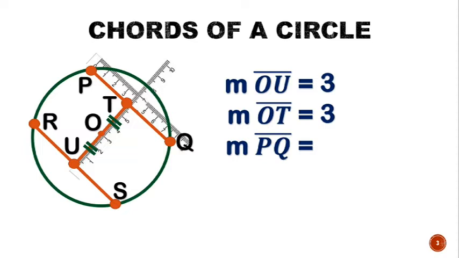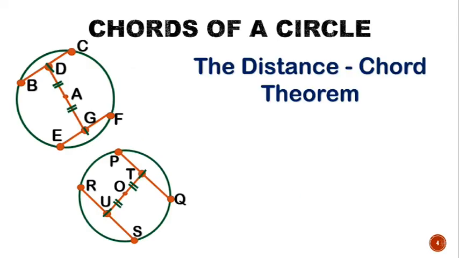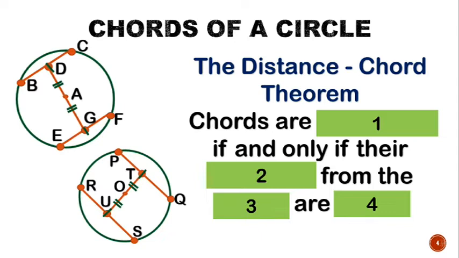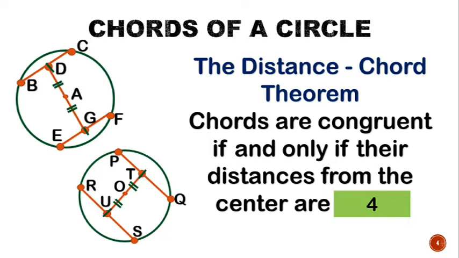Segment PQ measures 8 units, while segment RS measures 8 units also. So again, they are the same. Pero parehas lang yung haba ng chords kung parehas ang distance nila from the center. Now, the distance chord theorem states that, what do you think are the missing terms? Chords are congruent if and only if their distances from the center are congruent, or in this case, equal.